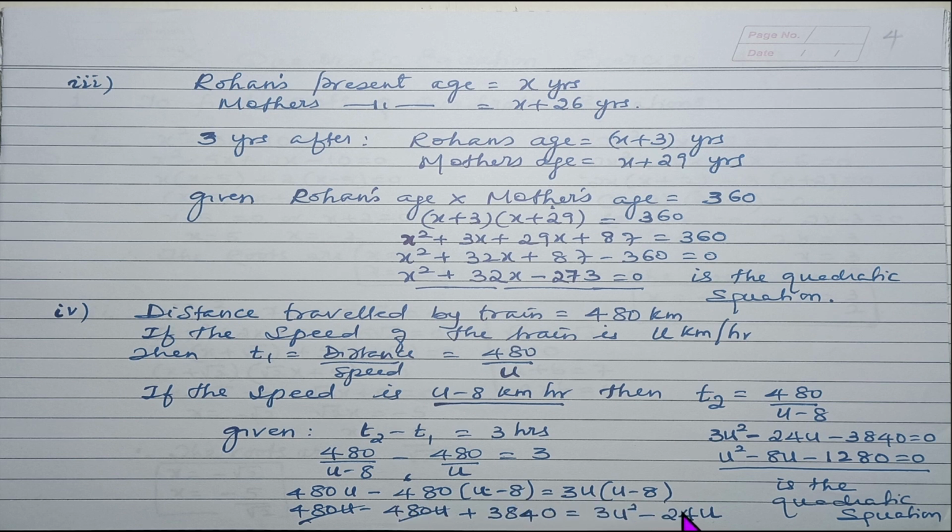That is 3u square minus 24u, and taking this to the left hand side, we get 3u square minus 24u minus 3840 equal to 0. Dividing by 3 we get u square minus 8u minus 1280 is equal to 0, which is the required quadratic equation from which we can find the unknown, that is the speed of the train. So please remember, that is how we frame quadratic equations from any given statement.